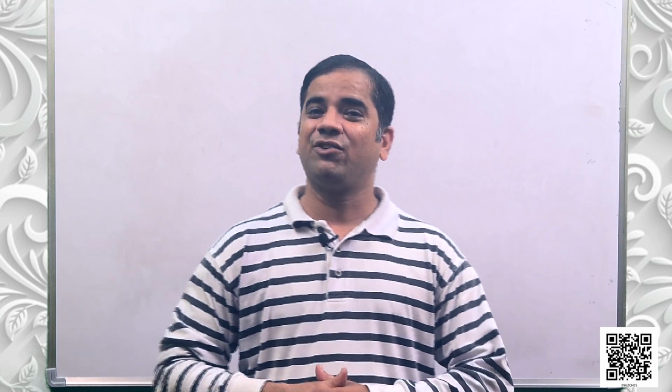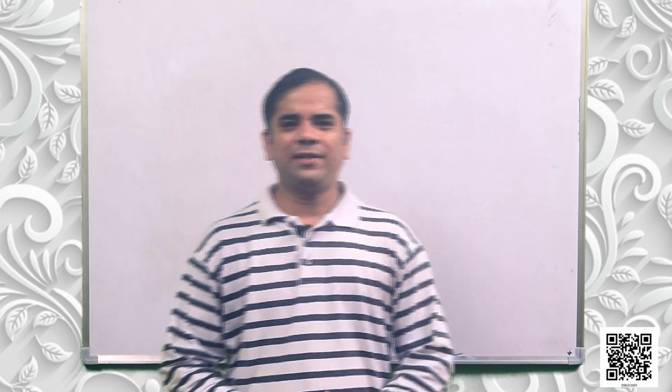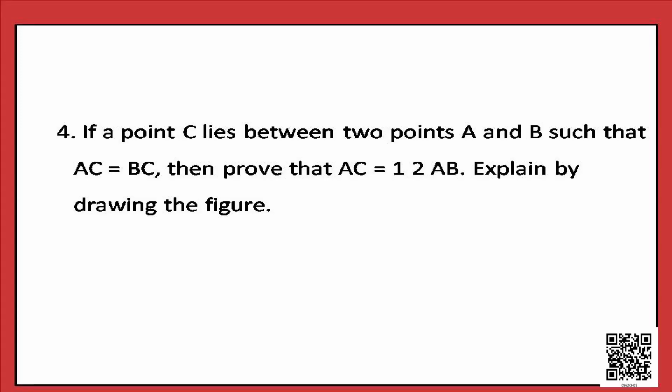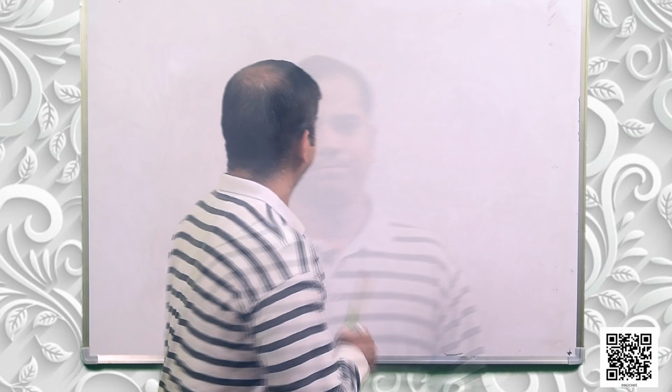We were discussing chapter 5, that is Euclid's geometry. Let us go ahead with the exercise. Students, let us discuss question number 4. It says that if a point C lies between 2 points A and B such that AC is equal to BC, then prove that AC is equal to half AB. Explain by drawing the figure. Let us draw the figure first.